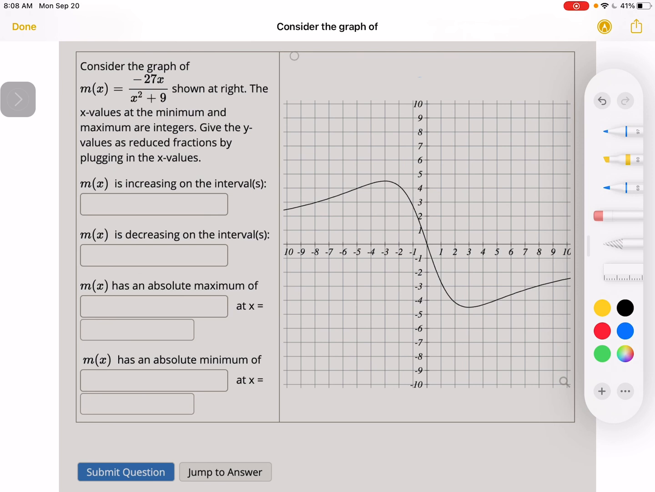We have this m of x equals negative 27x over x squared plus 9. So it looks like there's no place that the denominator is 0. That's a good thing. The numerator is 0 at 0, because that's where it crosses.